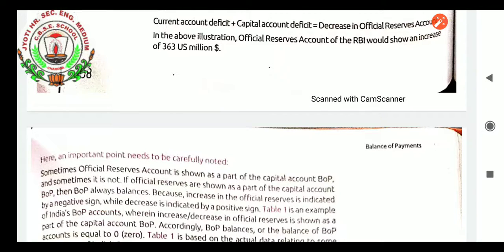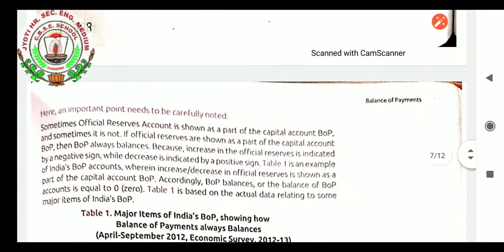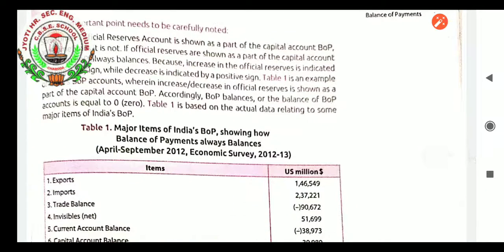Here an important point needs to be carefully noted. Sometimes the official reserve account is shown as a part of the capital account of the balance of payment, and sometimes it is not. If official reserves are shown as a part of the capital account, then the BOP always balances, because an increase in the official reserve is indicated by a negative sign, while a decrease is indicated by a positive sign. Table 1 is an example of India's balance of payment account, wherein the increase and decrease in official reserve is shown as a part of the capital account. Accordingly, the balance of the BOP account is equal to 0.